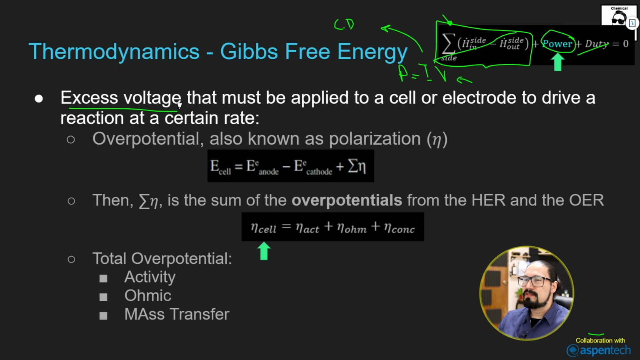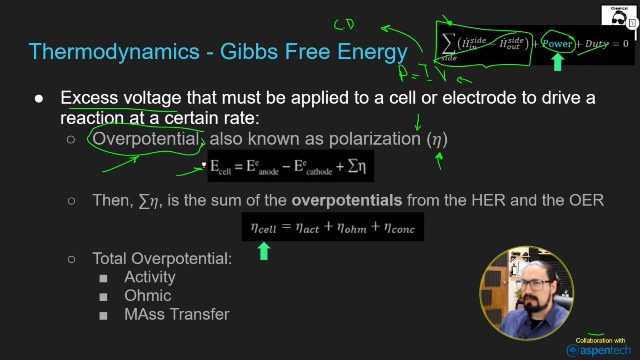So of course, we need excess voltage that must be applied to the cell or electrode to drive the reaction to a certain rate. It's a pretty good time to introduce the concept of overpotential, which is also known as polarization, and we're going to be using the Greek variable eta. Essentially, overpotential, as the name implies, is the extra potential that you are adding to this cell.